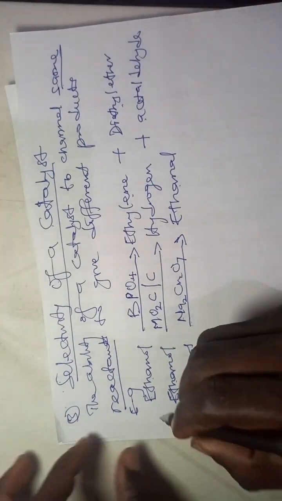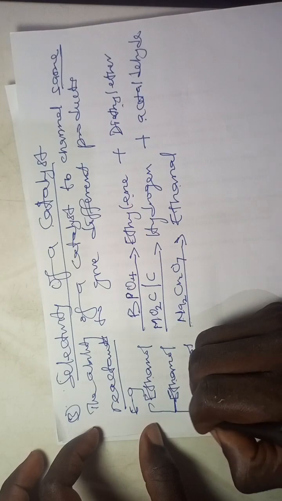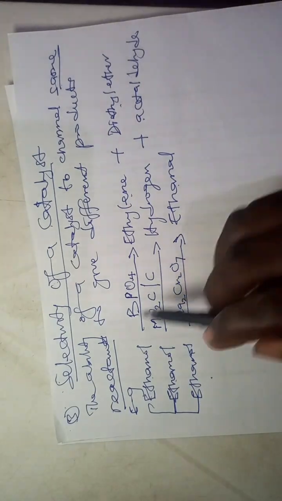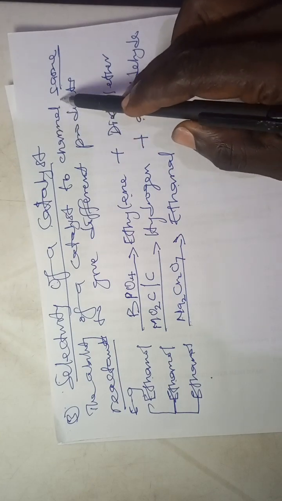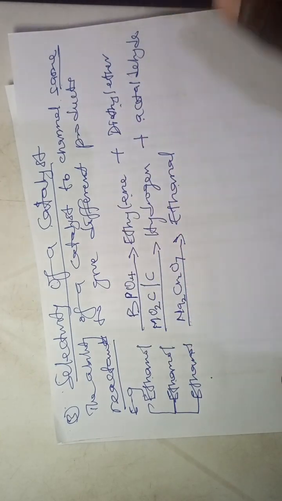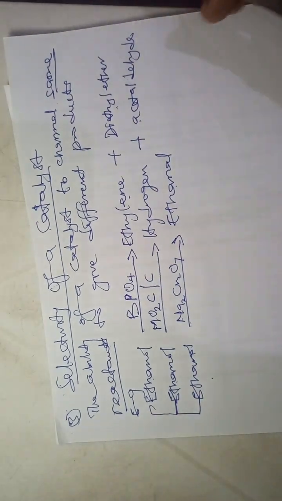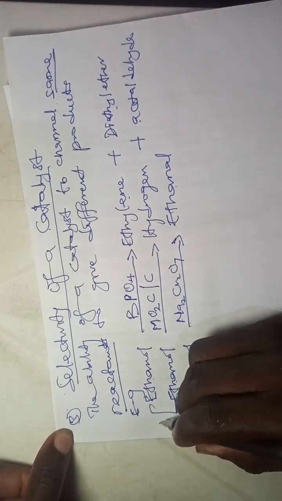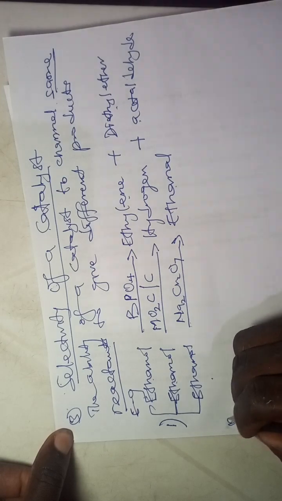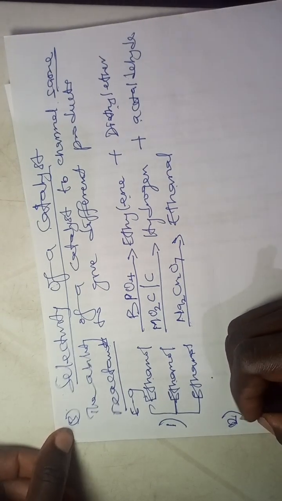This explains the selectivity of a catalyst, the ability of a catalyst to channel same reactants to give different products. I think this is well understood. I call this example 1. I have another example to give to you.